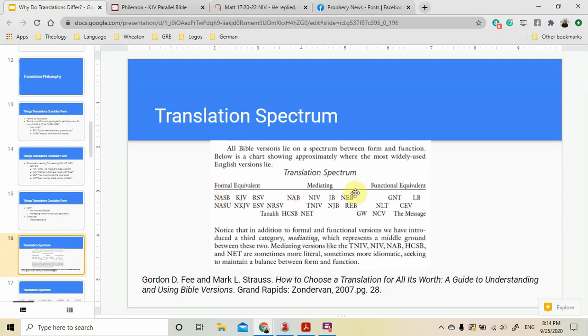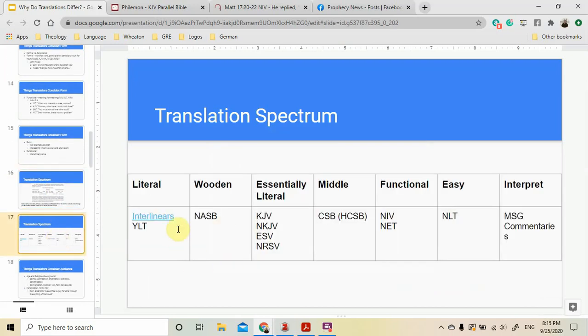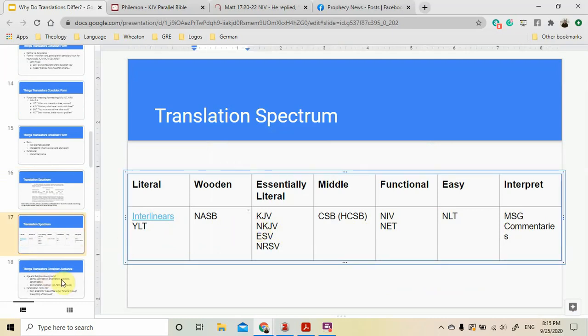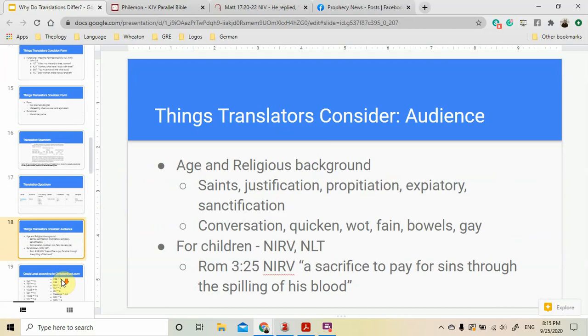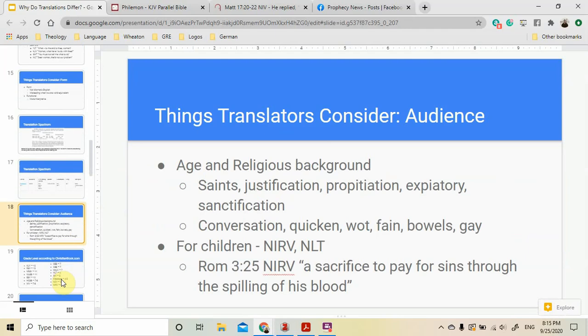And so here is a scale from Fee and Stuart's book of kind of a spectrum of the translations and where they fall on this word for word versus functional. Here's kind of my same idea. I've just grouped them into more simple spots. But that's the first one, do they want to go word for word or do they want to go thought for thought? The second major thing is that translations have different goals for who they're translating for.